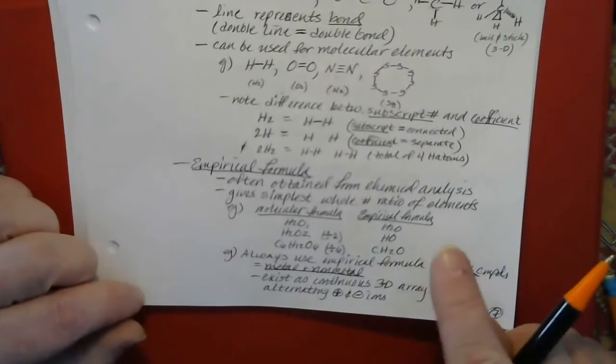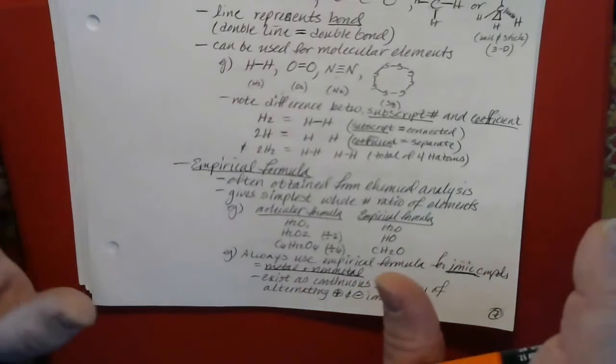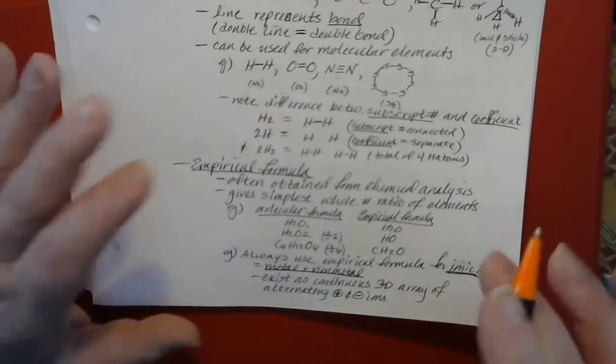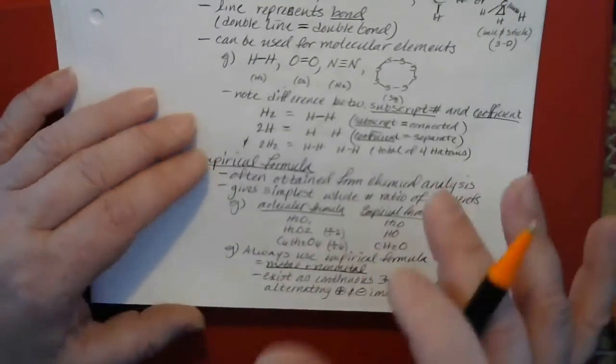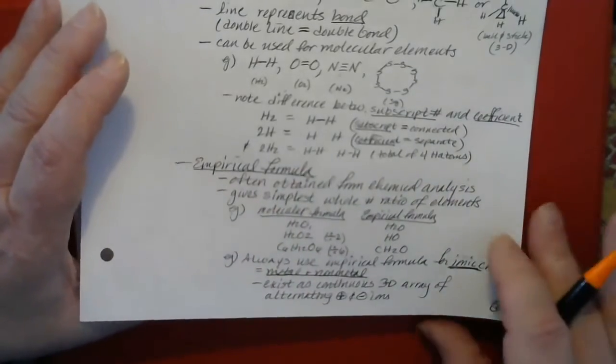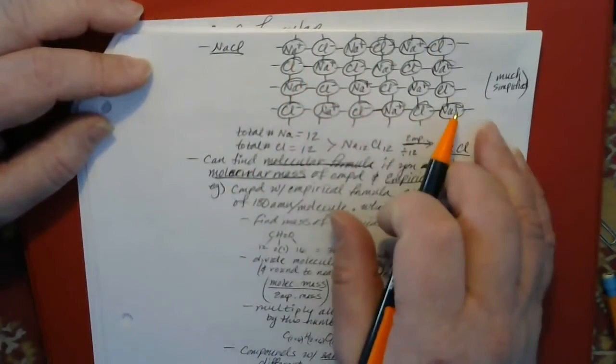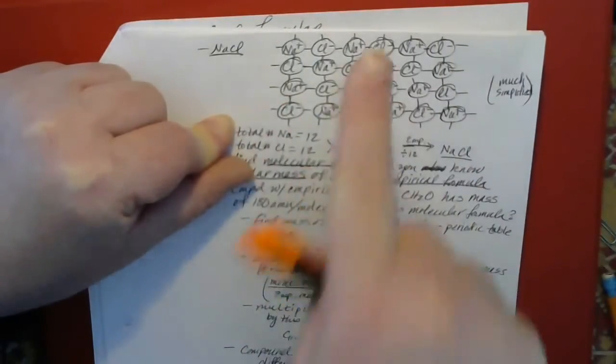And the problem with them is that they exist as a continuous three-dimensional array of alternating positive and negative ions. And it goes on and on and on in 3 dimensions. They don't exist as separate little units called molecules. They exist as big networks of positive and negative ions. I've drawn a little piece of a sodium chloride network here on the page. This is just a small little chunk of sodium chloride, and it actually goes on in 3 dimensions. So it not only goes on this way and this way, but it goes on this way as well.